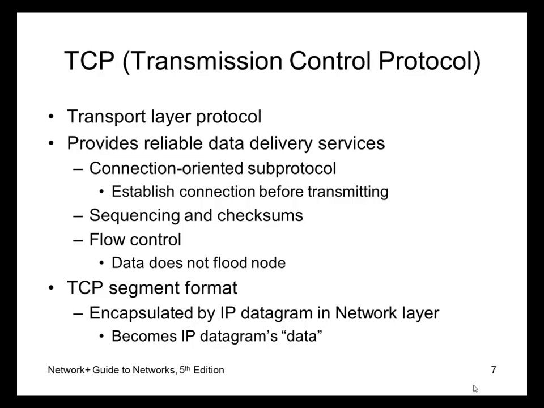But okay. So we establish a connection before we transmit. It has something called sequencing and checksums. Sequencing is we number the packets. It's kind of like you number the boxes, or you label stuff. We number the packets, that way we know which order they go back in. And when they get there, we can put them all back together in the order they came.